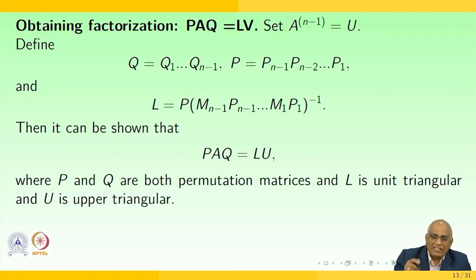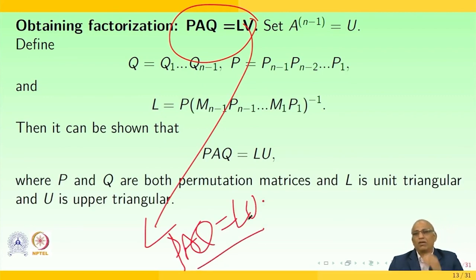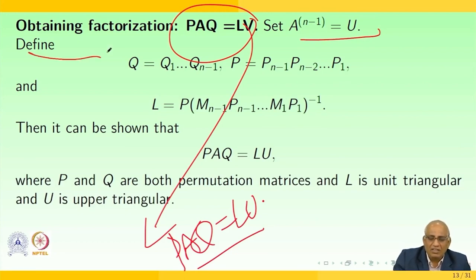So the factorization is actually LU. There is an error over here: PAQ is equal to L into U, where P and Q are the permutation matrices. Set A_(n-1) equal to U, the upper triangular matrix. Now define Q equal to Q_1, Q_2, Q_3, up to Q_(n-1), and P equal to P_(n-1), P_(n-2), like that up to P_1.